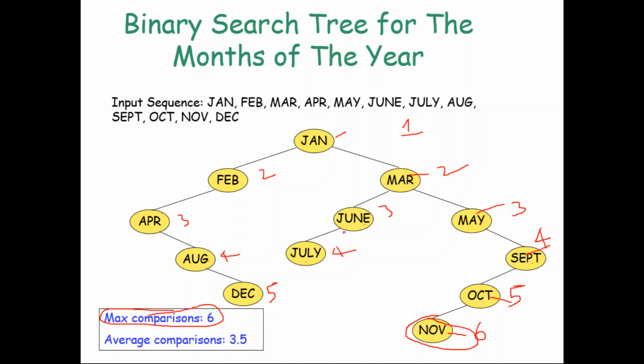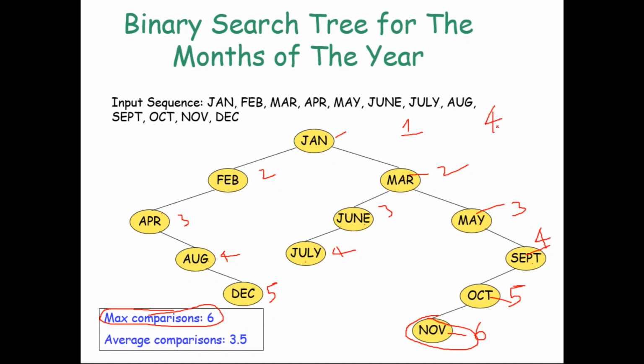So if you add all these things, what will you get? 1 plus 2 is 3, 3 plus 3 is 6, 6 plus 4 is 10, 10 plus 5 is 15. 15 plus 4 is 19, 19 plus 3 is 22, 24, 27, 27 plus 4 is 31, 31 plus 5 is 36, 36 plus 6 is 42.